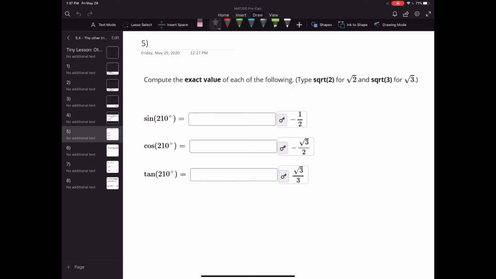Compute the exact value of each of the following, and they tell you to type it in. Alright, sine of 210 degrees. So here's what we need to do. We need to figure out what the reference angle for that is.